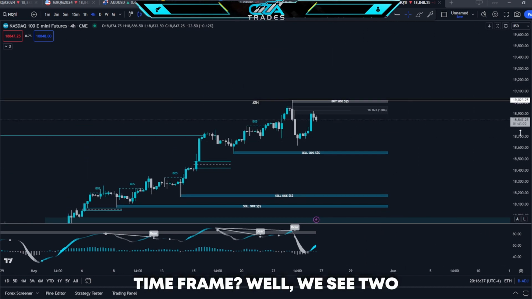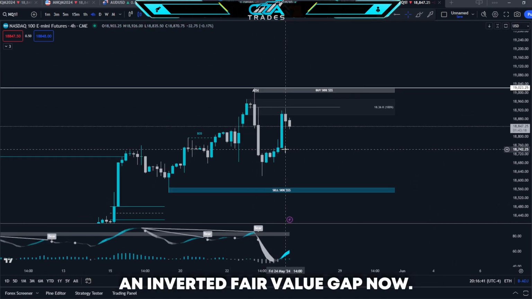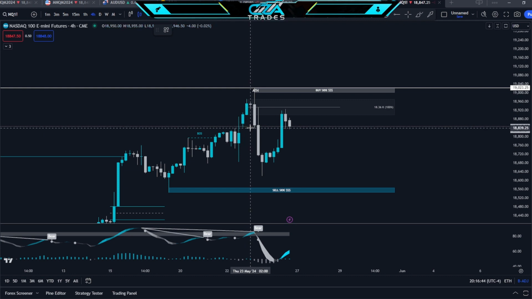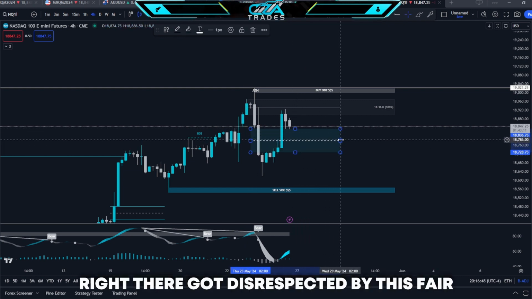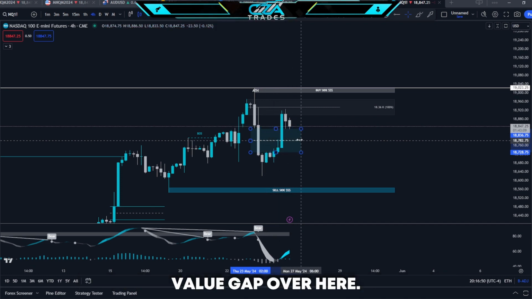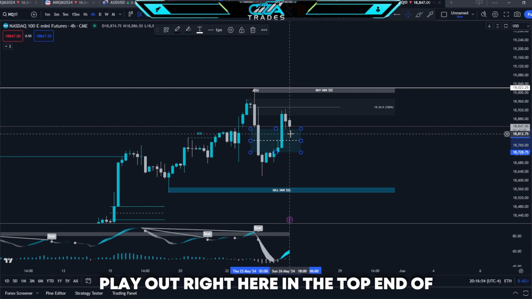What do we see on the lower time frame? Well, we see two fair value gaps right over here. This is an inverted fair value gap now. Pretty nice level right here. So that right there got disrespected by this fair value gap over here. So we should be seeing some price action play out right here in the top end of this fair value gap.